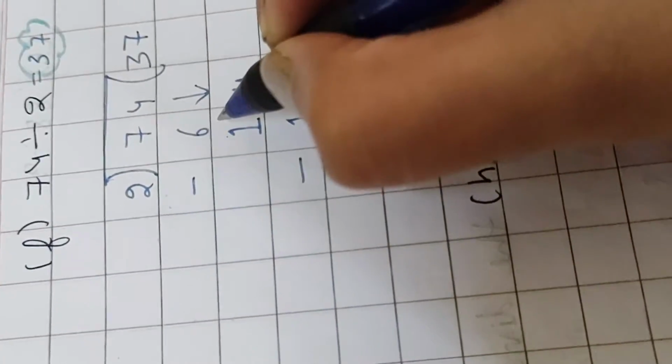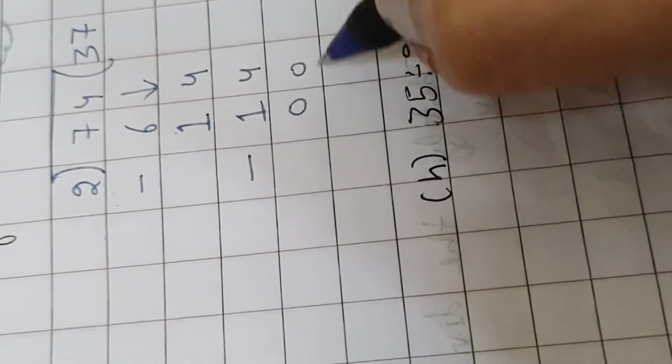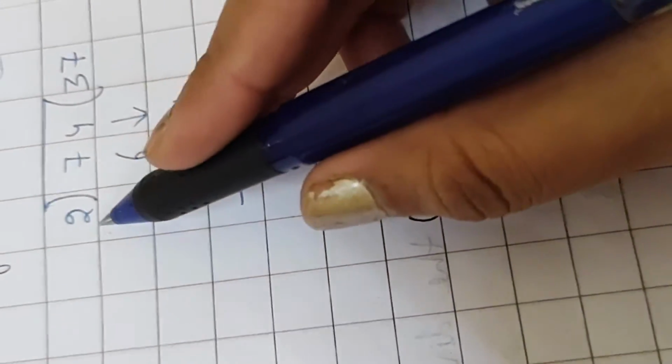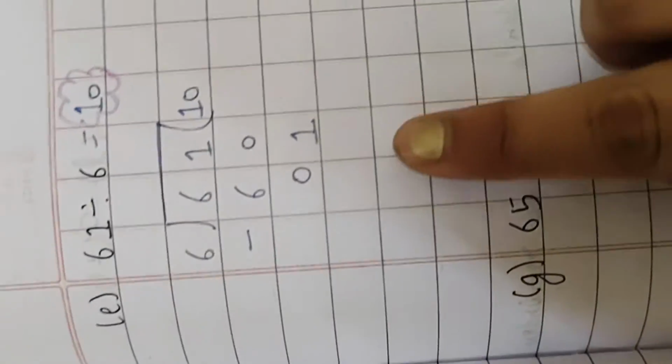74 by 2 now. 7 doesn't come in the table of 2, so we will write 6 here. 7 minus 6 is 1, 4 we will bring down. 14 minus 14 is 0, 0. 6 comes in the table of 2 at 3 and 14 comes in the table of 2 at 7. Okay, so now as you can see the remainder here is 0 and here is 0.